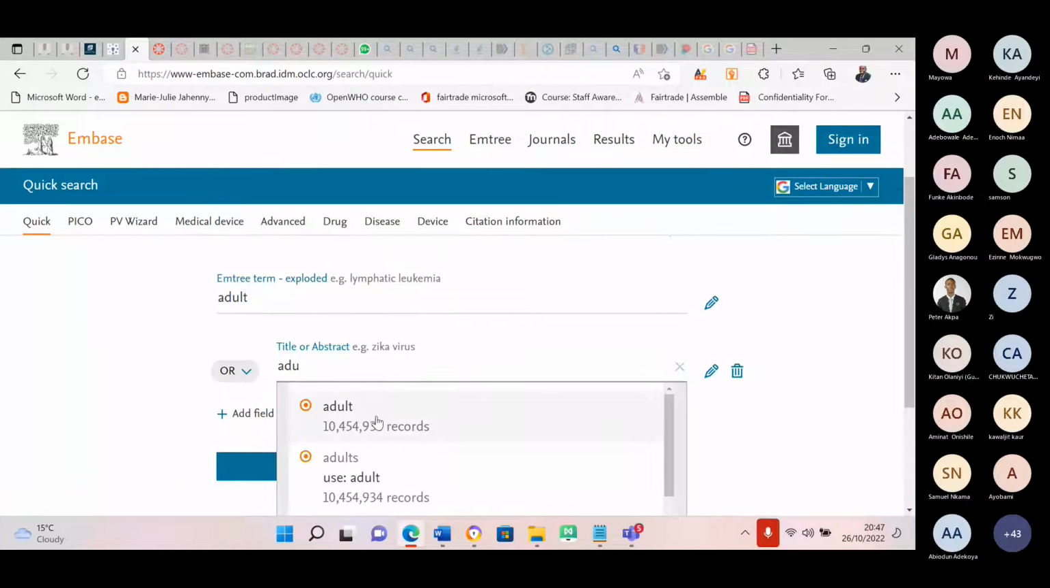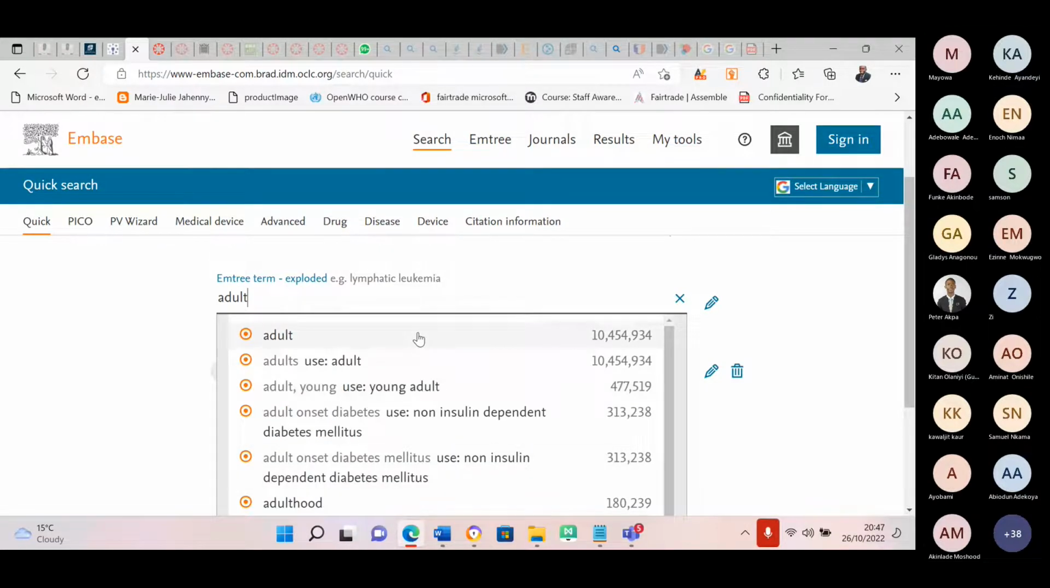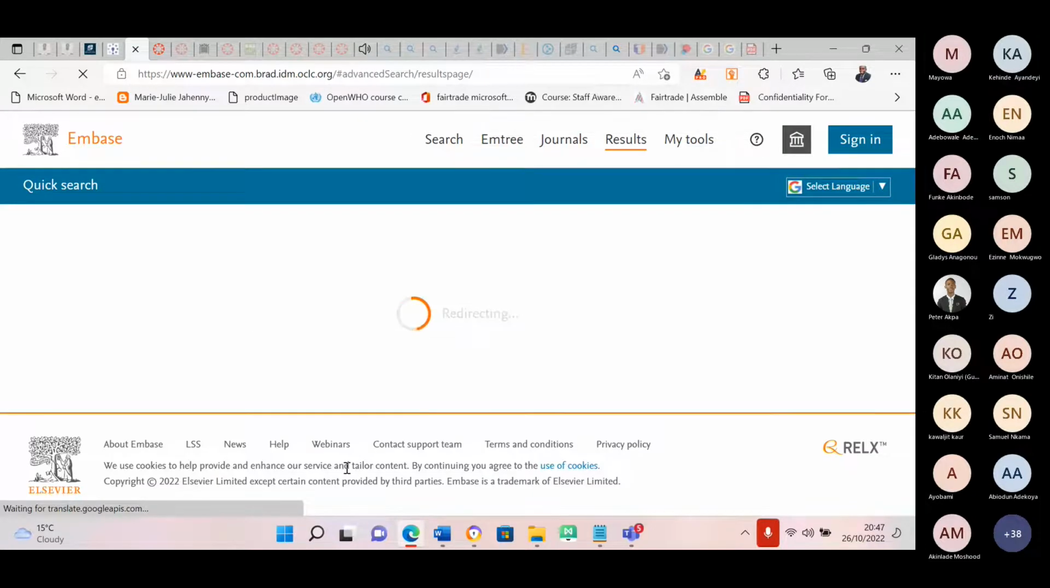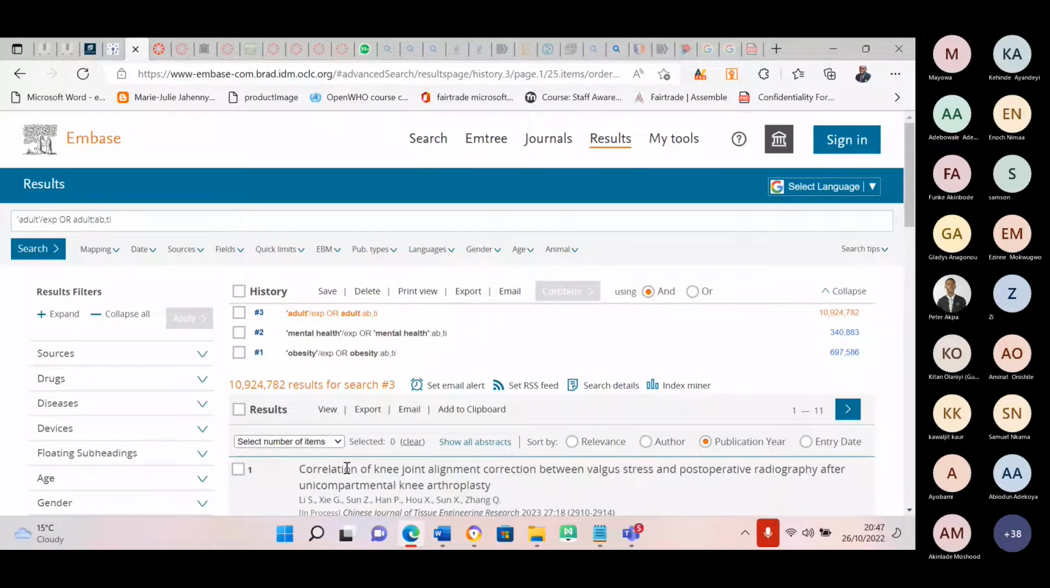So it's bringing me in title or abstract. Remember, I'm doing adult mothers, right? So let me see. Okay, so this is giving me like 10 million results. All right. Now I want to narrow it down. See, it's too big, so I want to narrow it down. Now which kind of adults am I talking about? Adults with obesity. Okay, so let's say adults.